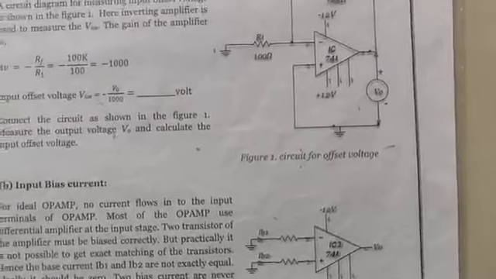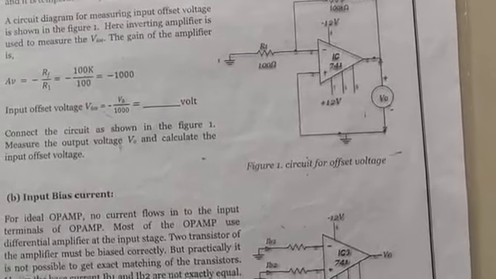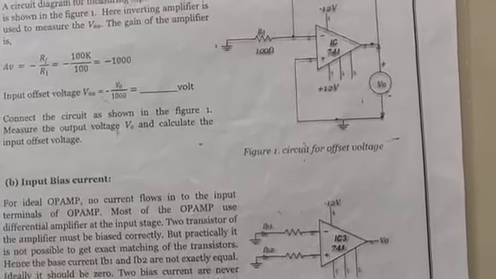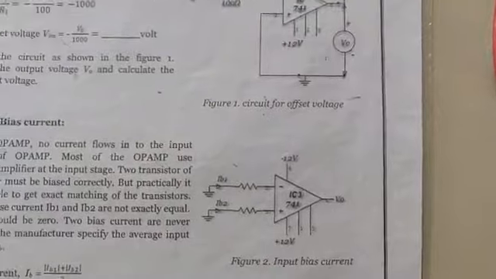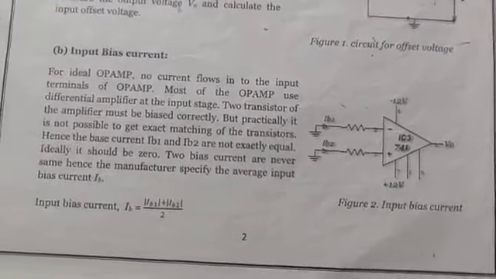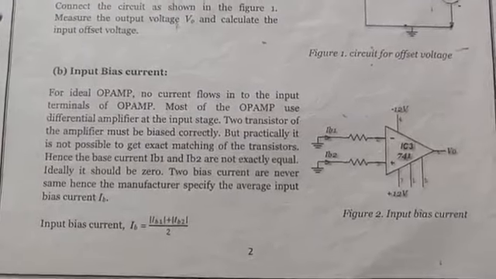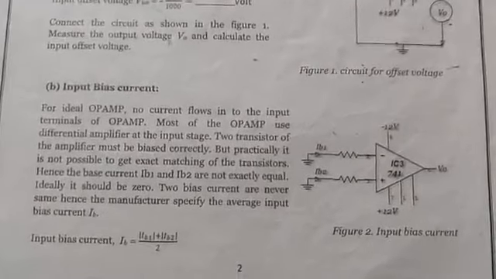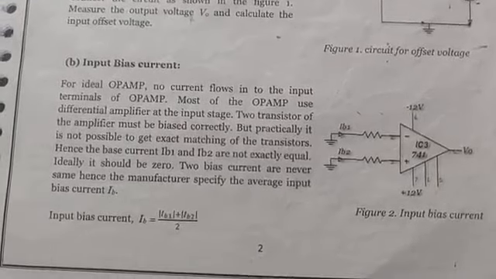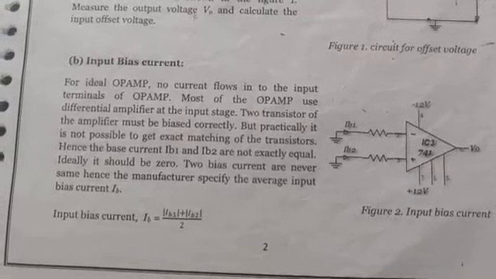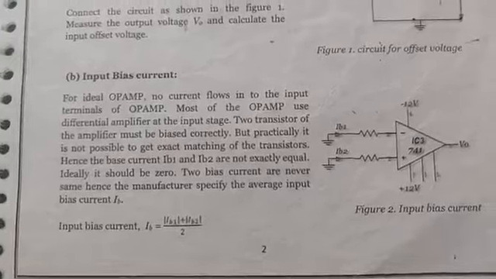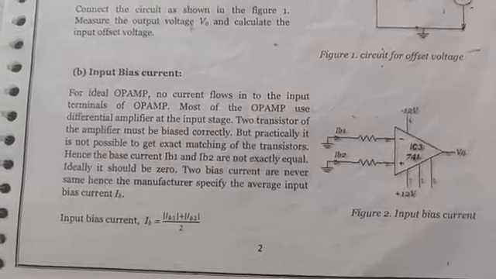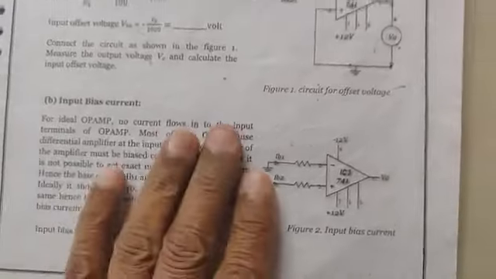This current can be obtained through calculations, because it is in the order of nanoamperes, which cannot be measured by the meter. So we are going to calculate this current and then find out the average input bias current, IB1 plus IB2. You can see it in the synopsis. IB1 is the current going into the inverting terminal and IB2 is the current going into the non-inverting terminal.